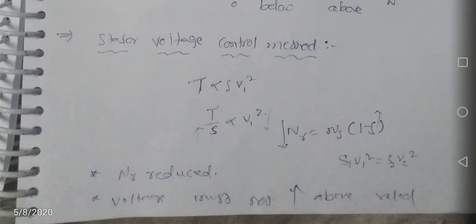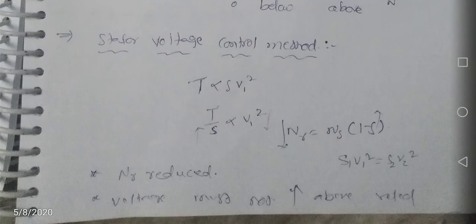So the first one is the stator voltage control method. In the stator voltage control method, you know the torque formula, torque proportional to S E2 square by (R2 square plus X2 square). Torque is proportional to S E2 square, and E2 and V1 are proportional, so torque is proportional to S V1 square. T by S proportional to V1 square.